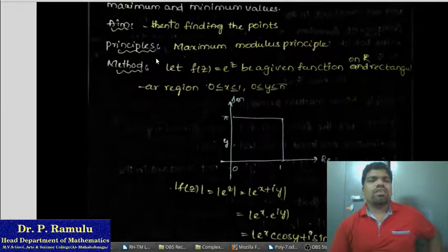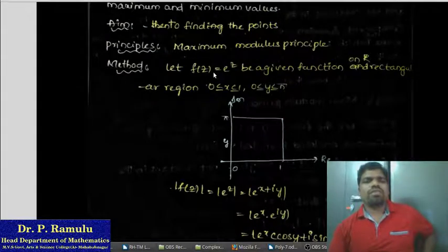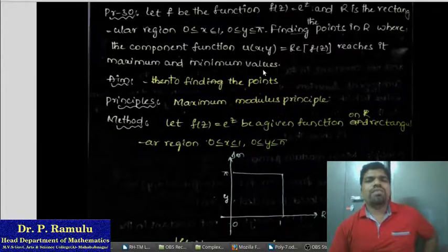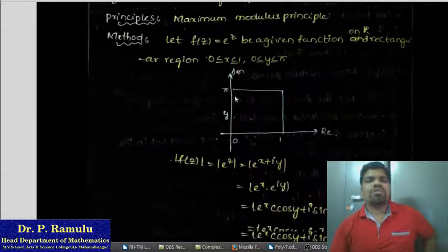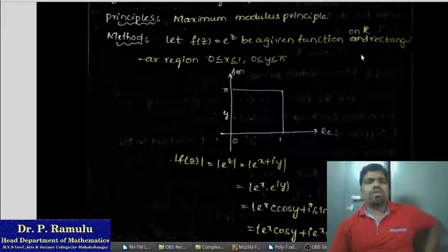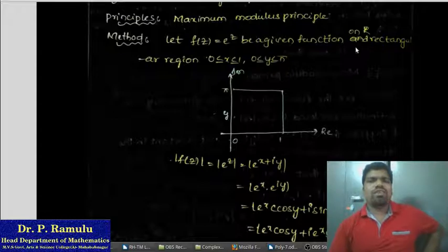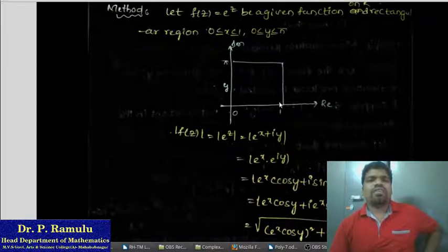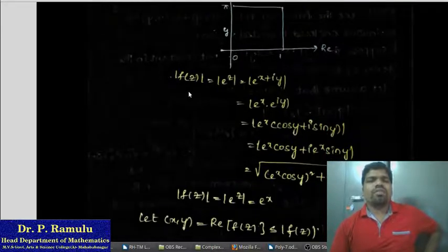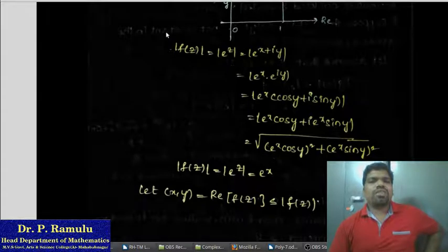Method: the maximum modulus principle. Let f of z equal to e to the power z be the given function on R, and it is defined on the rectangle 0 less than or equal to x less than or equal to 1 and 0 less than or equal to y less than or equal to pi. This is my rectangle. I am taking f of z equal to e to the power z.